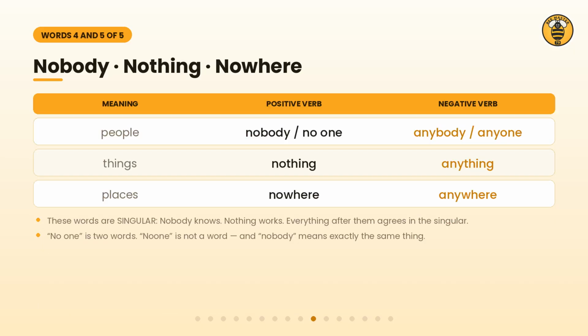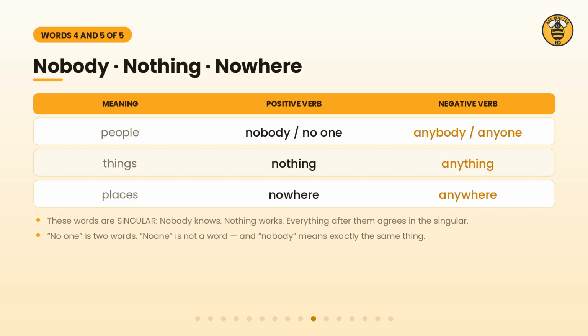Words 4 and 5, the pronouns. Nobody and no one for people, nothing for things, nowhere for places. Each one has a partner in the any family, and you already know when to reach for it. Positive verb, take the no word. Negative verb, take the any word. So for people, nobody or anybody. For things, nothing or anything. For places, nowhere or anywhere.